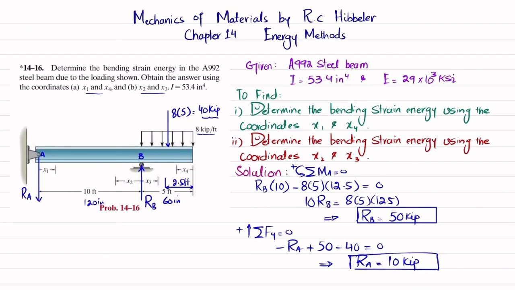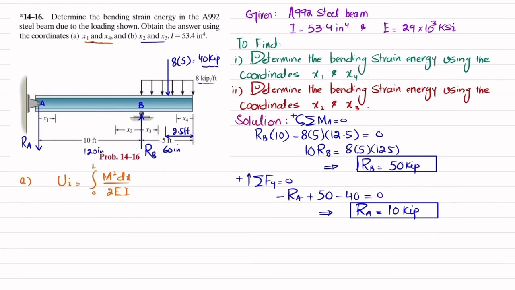Okay. Now you have this reaction force, so we will go toward our first part to find the bending strain energy for coordinates x1 and x2. What we know is that the bending strain energy is equal to the integral from 0 to L of M squared dx over 2EI. So we will find the moment for coordinate x1 and then the moment for coordinate x2. For x1, we will cut the beam over here and draw the free body diagram. So it will be like this. This is the beam, this is coordinate x1.